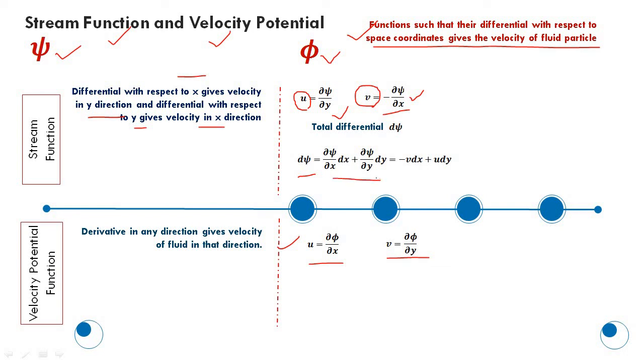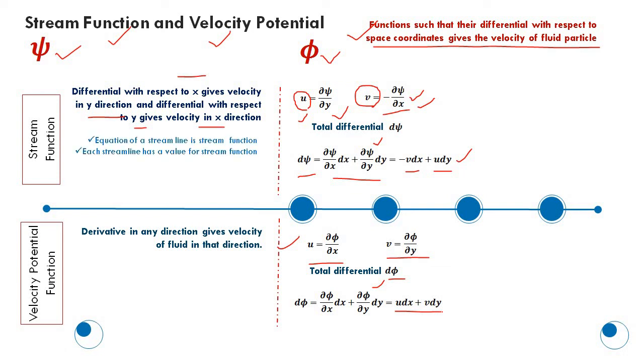We know this mathematical relation, but what is dou psi by dou x? As per this equation, it is minus v. So minus v dx. What is dou psi by dou y? It is u as per the definition of the stream function. So you will be getting d psi equal to minus v dx plus u dy. Similarly, if you take the total differential of phi, d phi, you get dou phi by dou x into dx plus dou phi by dou y into dy, that is equal to u dx plus v dy as per the definition of the velocity potential function.